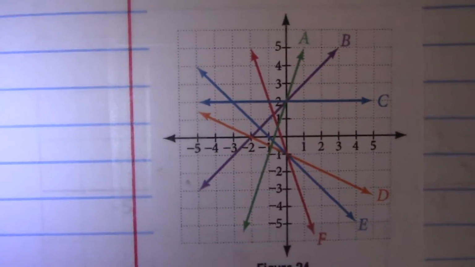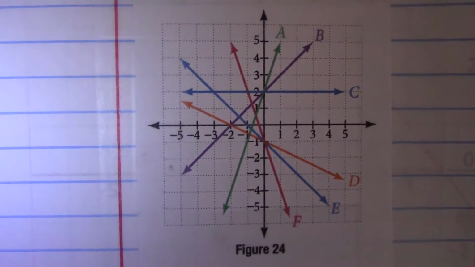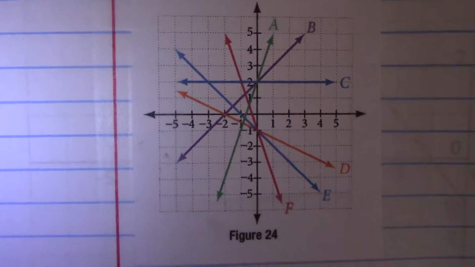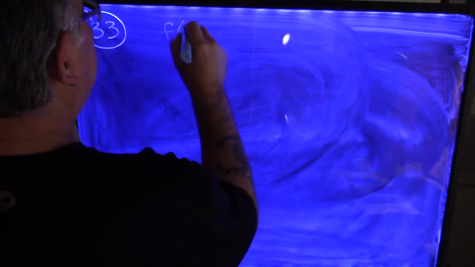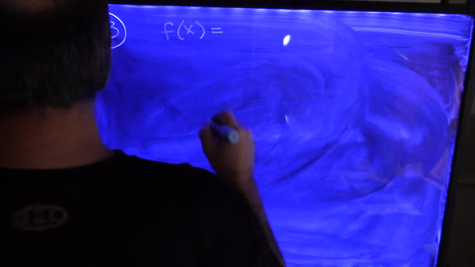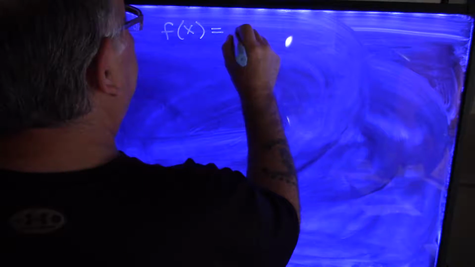Okay, number 33. For the following exercises, match the given linear equation with its graph in figure 24. And here is figure 24. Okay. So 33 is f of x equals negative 2x minus 1.